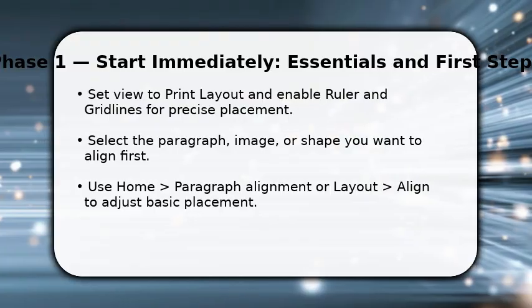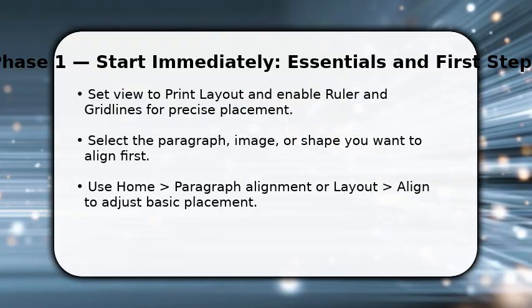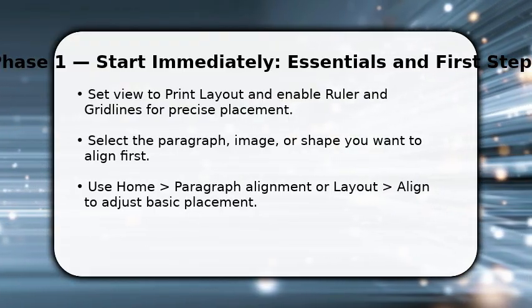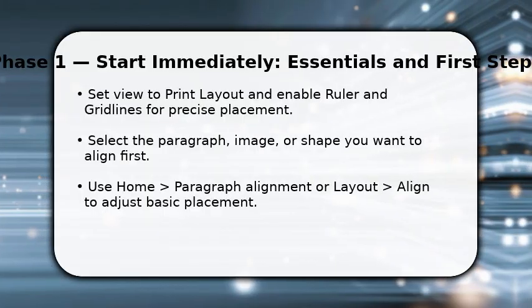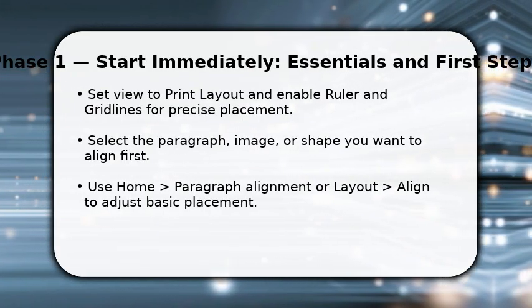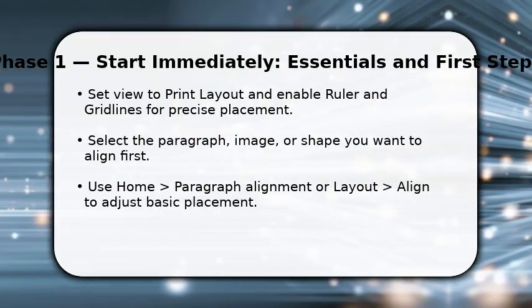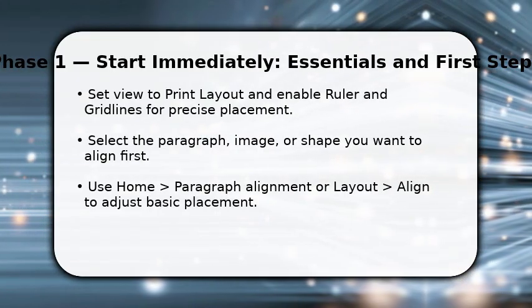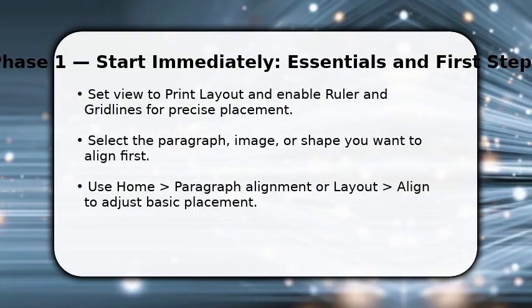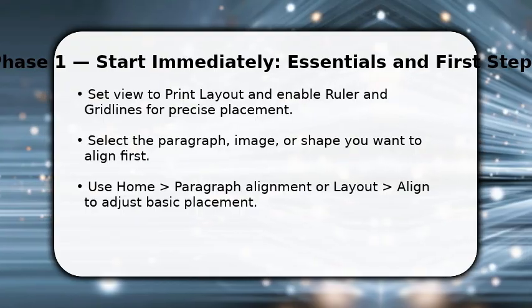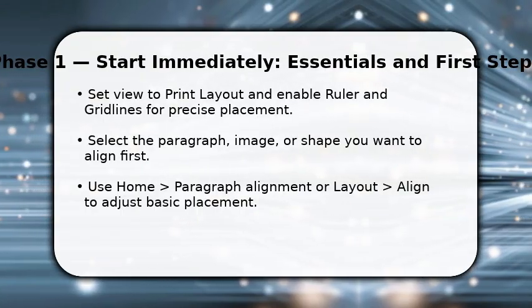You begin by opening your document where alignment is broken. Make changes immediately. Turn on ruler and grid lines so you can see measurements and snap points. Select the paragraph or object to fix because actions apply to the active selection only. Use the Home tab for left, center, right, justify, and use Layout Align for object alignment options.